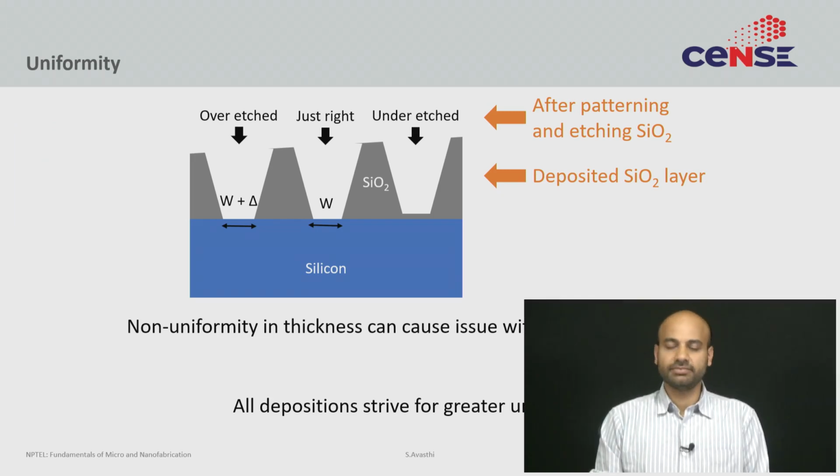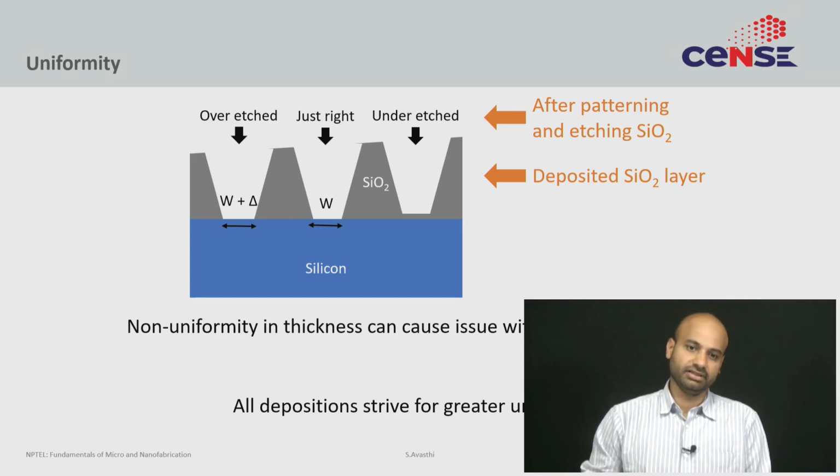So, there is this concept of uniformity. You may have certain notion of what uniformity means, but let us standardize the definition a little bit more carefully. So, in deposition, uniformity refers to the fact that how does your thickness change over your wafer. This is important because after deposition you often have an etching step. So, here is an example.